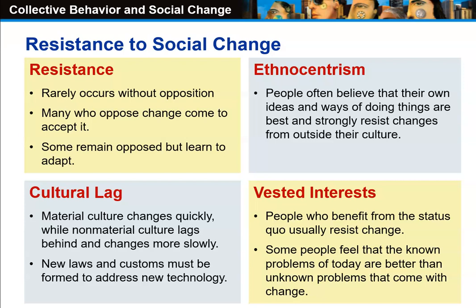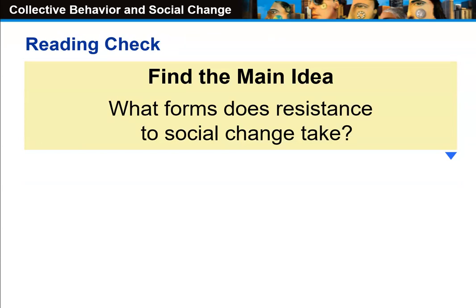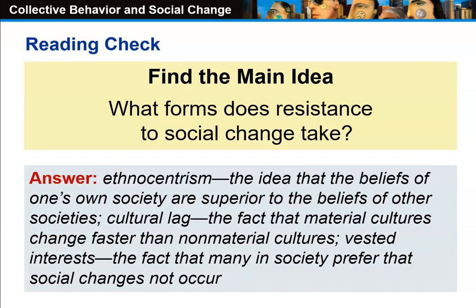They live that way. And so now they don't want things to change on them. What forms does resistance to social change take? Ethnocentrism, the idea that beliefs of one's own society are superior to the beliefs of other cultures and societies. And we see this with the idea that the American way is the best way. Other countries don't know how to do things right.